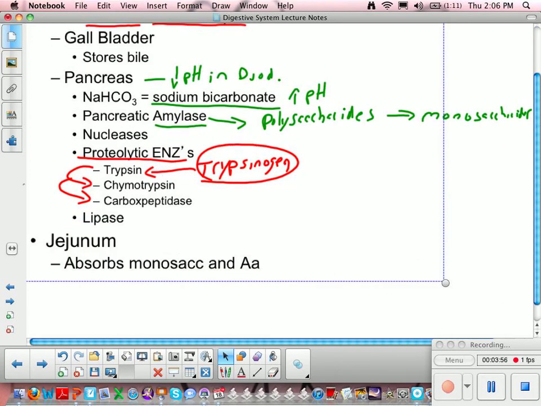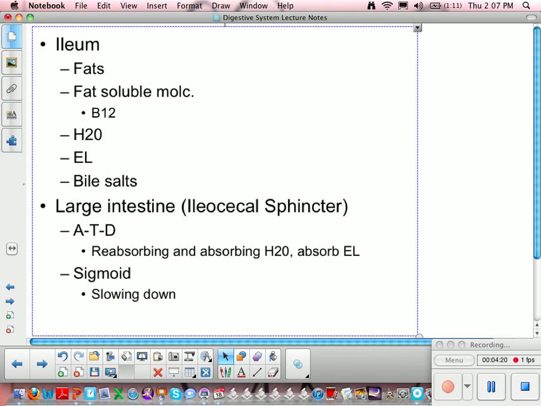In the jejunum is where we're absorbing monosaccharides and amino acids, and that's the primary function of the jejunum. And what I forgot also, lipase is an enzyme that breaks down lipids in the duodenum. Okay, the jejunum's a smaller section.